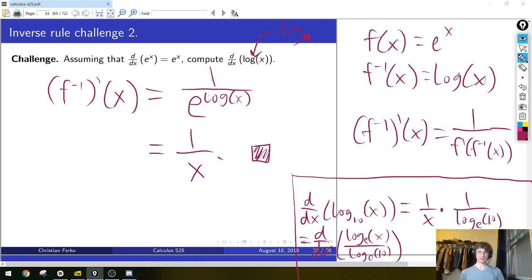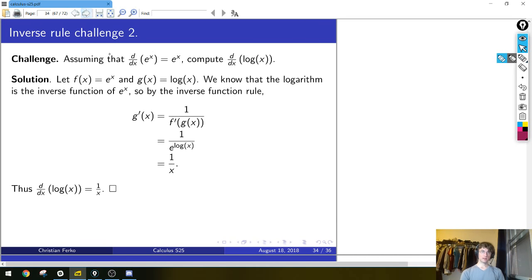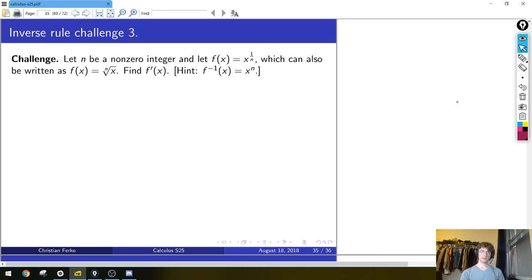Okay. I think there's one more exercise if you have time, but thoughts on this? I have no thoughts or questions. Okay, good. All right, this is what you just said. Yeah, 1 over e to the log x is 1 over x. Good. All right, last one for today.